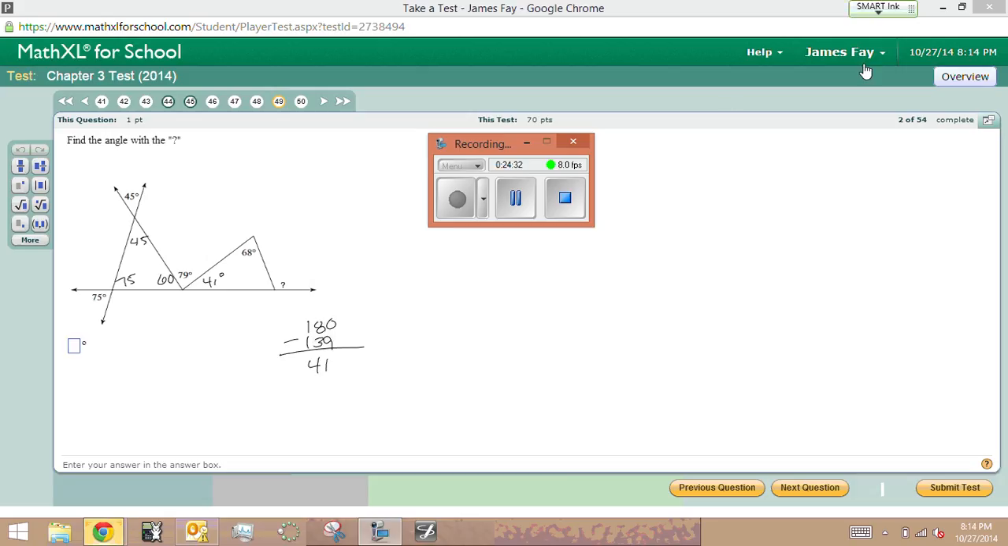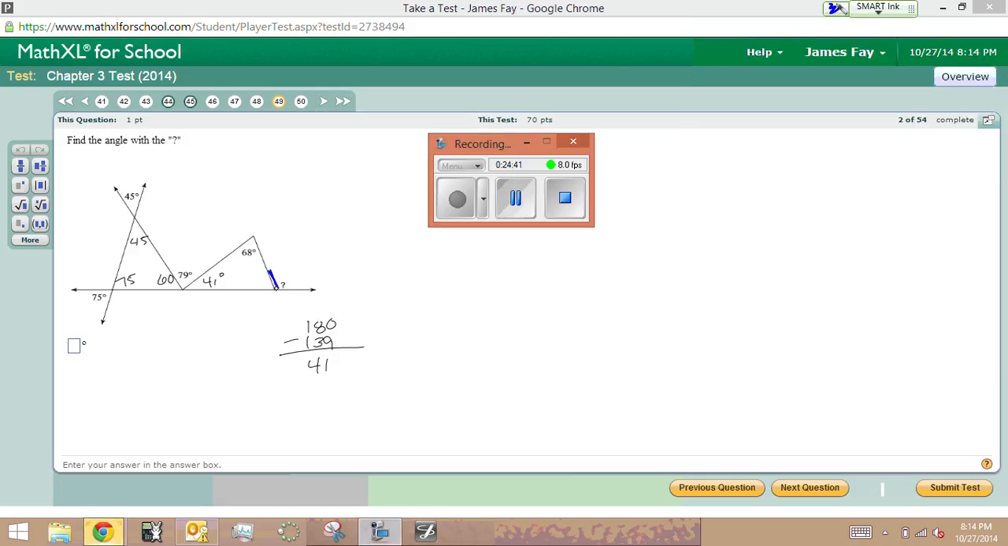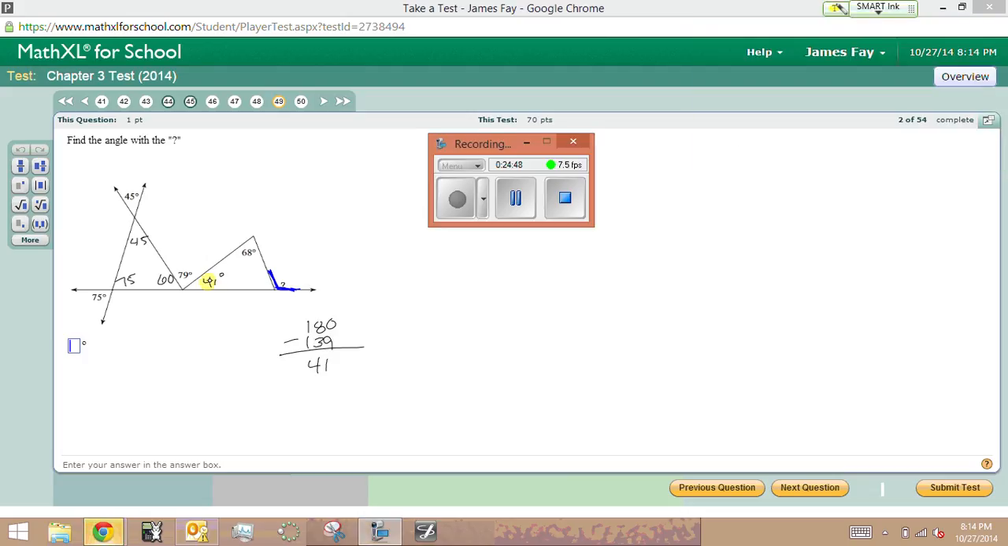Now, there are several things you could do. To find this angle out here, we could recognize that that angle out here is an exterior angle of a triangle. So that angle should equal the sum of the two remote interior angles, that angle and that angle. So I'll take 68 and 41 and add those together, and I get 109 degrees.